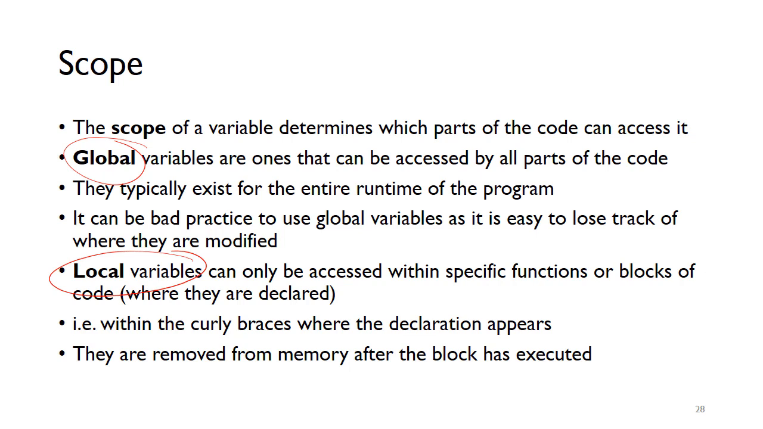With a local variable, it can only be accessed within specific functions or blocks of code where it's been declared. Essentially, the scope is determined by the curly braces where the declaration appears. These curly braces mark out what we call a block of code. When that block is being executed, local variables are created in memory, and when it's finished executing, they're removed from memory.